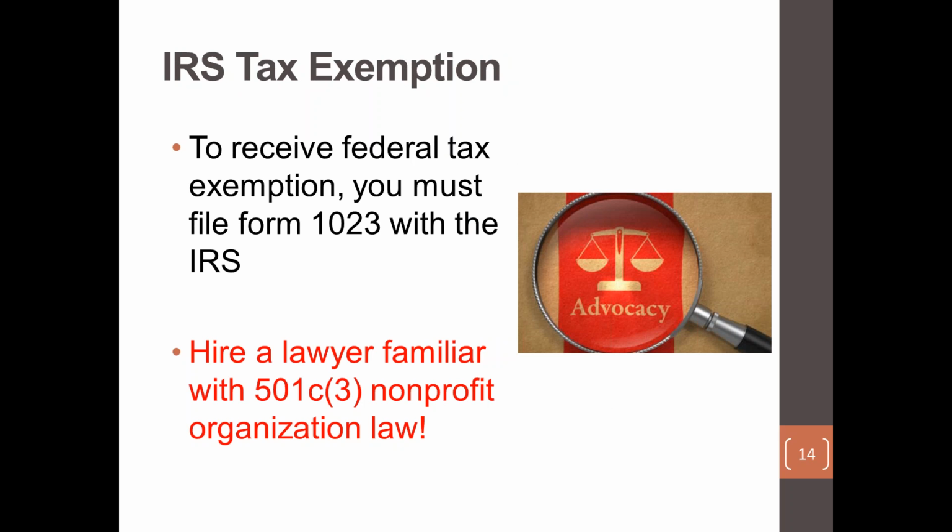So now we get to the part where it's IRS tax exemption. In order to become a 501c3 nonprofit, you need to file a document with the IRS that's called the 1023. Now the 1023 document is this large document that's going to require you to fill it out where you talk about your organization. What's your purpose?